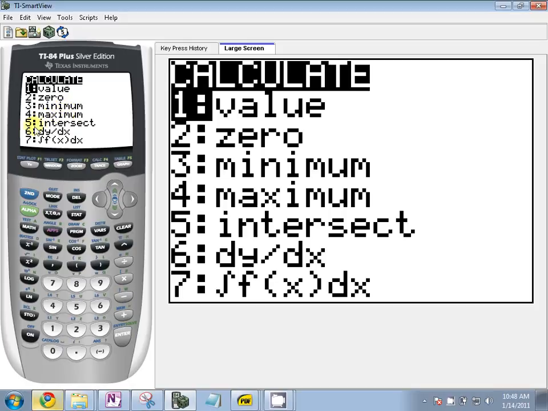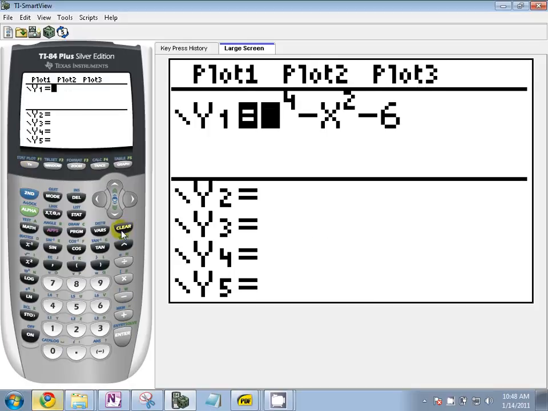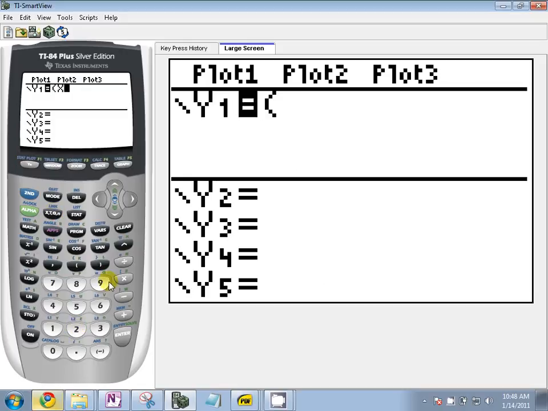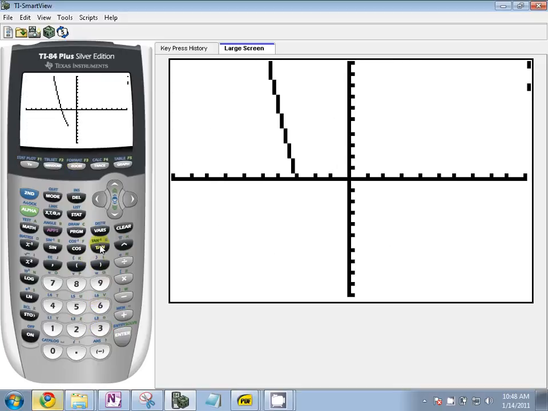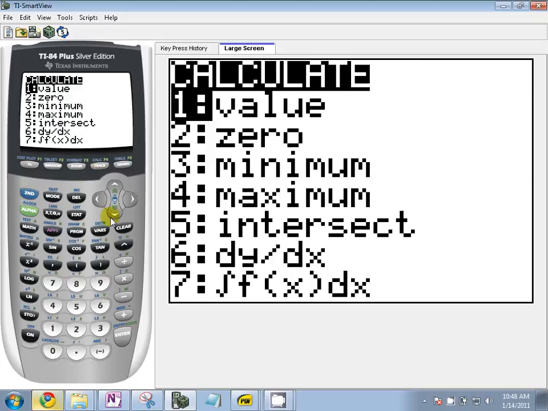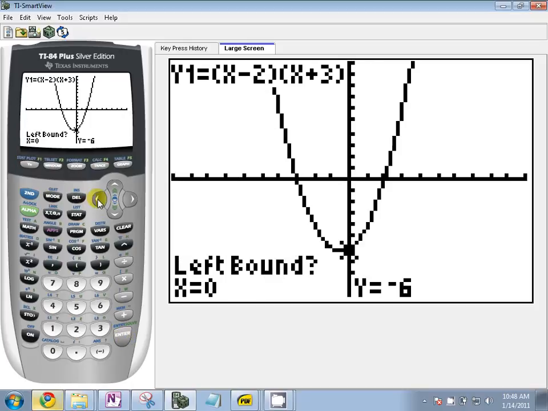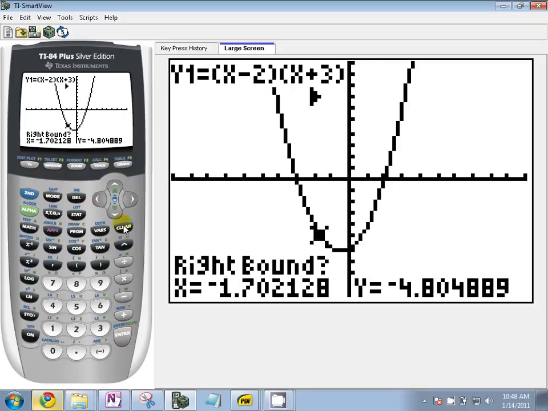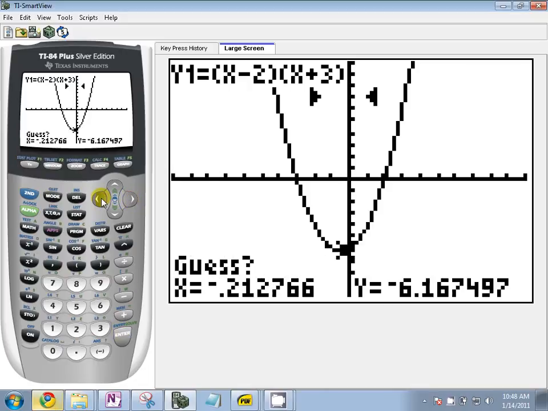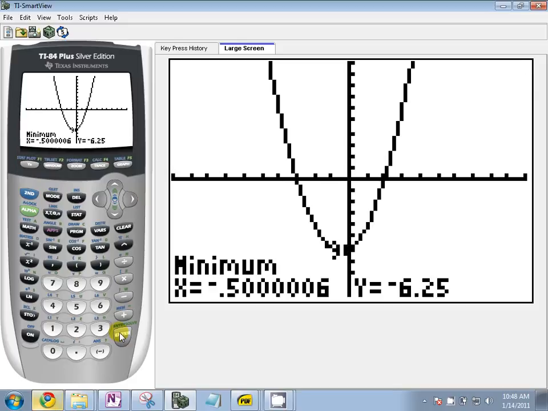Does that kind of ring any bells? So, for example, let's make this a little simpler. If we did x minus 2 times x plus 3, and we zoom standard this. Let's say I wanted to find that exact minimum. Second calc minimum. What's it going to ask you for? Left bound. And then it asks you for right bound. And then you want to guess. So you go to, it's right about there. You enter. What's the minimum value of that function? Negative 6.25. Where is the minimum value? At the x value, 0.5.